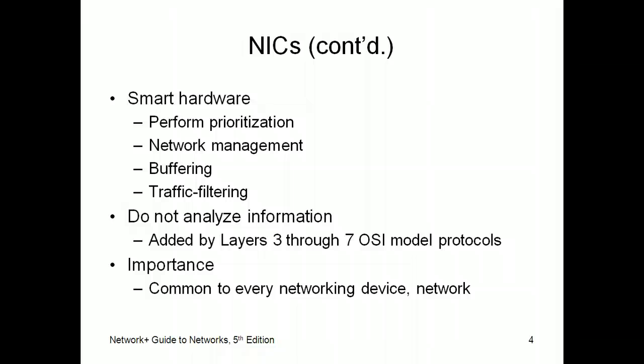Traffic filtering is if you have high traffic in your network or even low traffic, it filters out traffic. What I mean by filtering, it knows where the data needs to go when it comes into your computer. Okay, what port it needs to go to, what software it needs to work with. It does not analyze the information. This is added by the layer 3 through 7 on the OSI model protocols. It's a very common network device, but it's also very important.